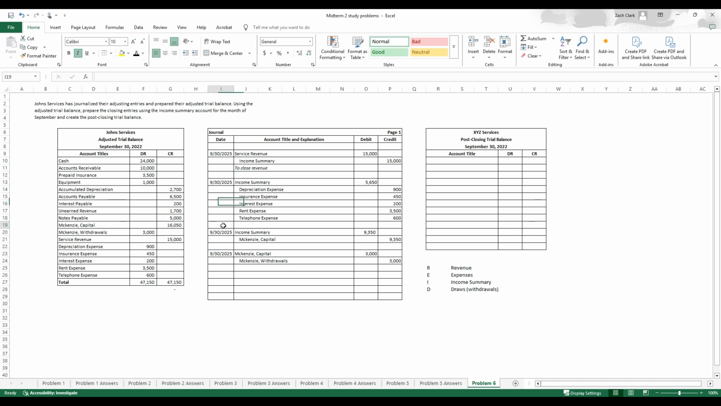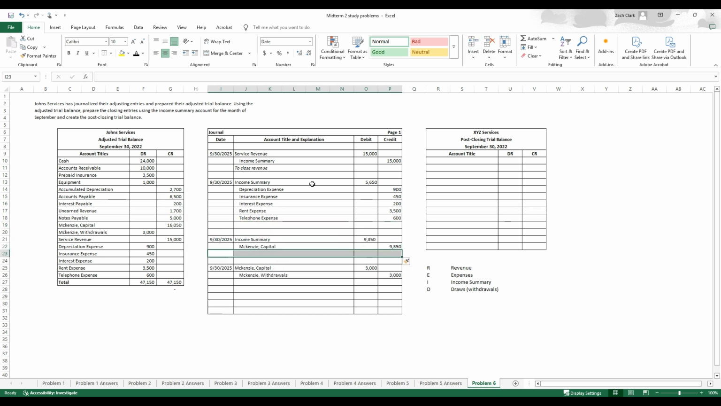Oh, I forgot to put, let me just add this to be proper. So we'll say to close expenses. We'll say to close income summary. And to close withdrawals. Okay, so that's everything there. And that's all of our closing entries. And then the last thing we just need to do is prepare our post-close trial balance.